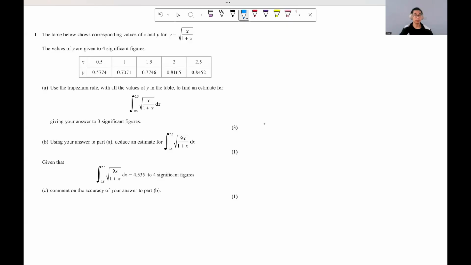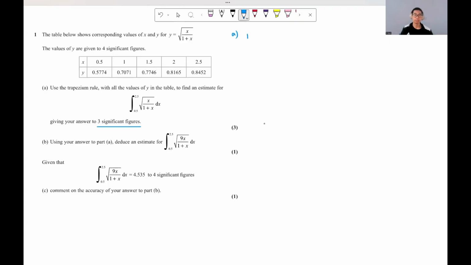Let's have a look at question 1. The table below shows corresponding values of x and y for this equation. They want us to use the trapezium rule to find an estimate for this integral and then give the answer to 3 significant figures. Okay, so let's use the trapezium rule.